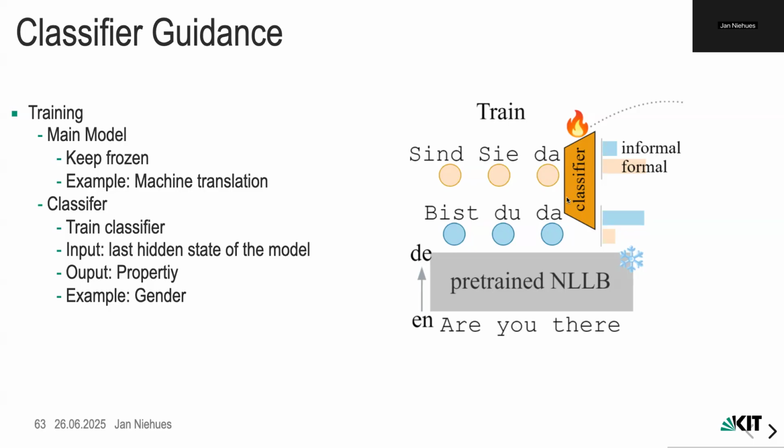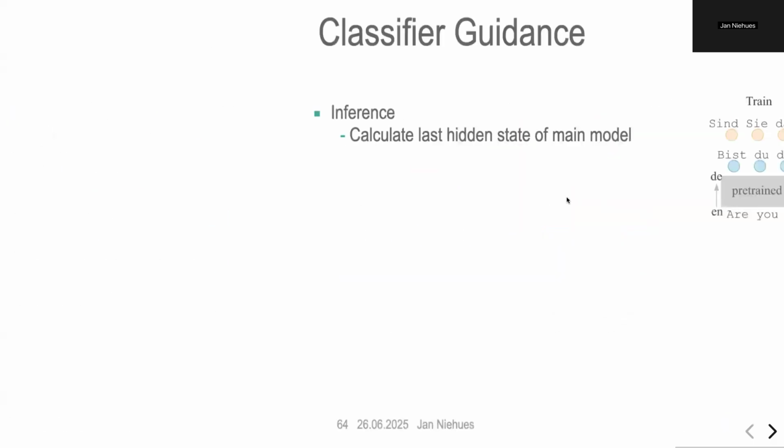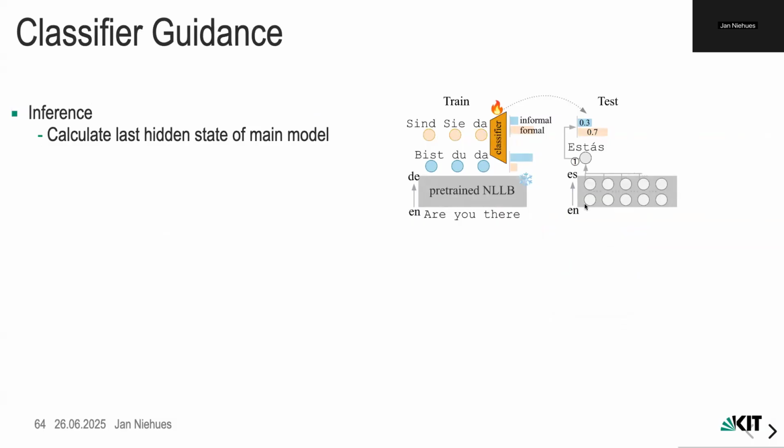How can we use that now? The difference is that this classifier is not used during training to steer things; we're trying to steer things during inference. How does that work? At test time, we put in our input sentence, we generate, and we calculate our first hidden state. On this hidden state, we can apply our classifier and check whether it is informal or formal. Now we can use this to control and decide what the output should be.